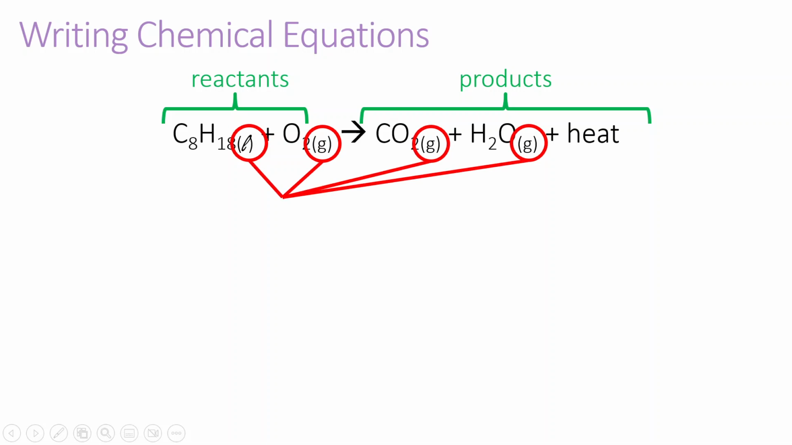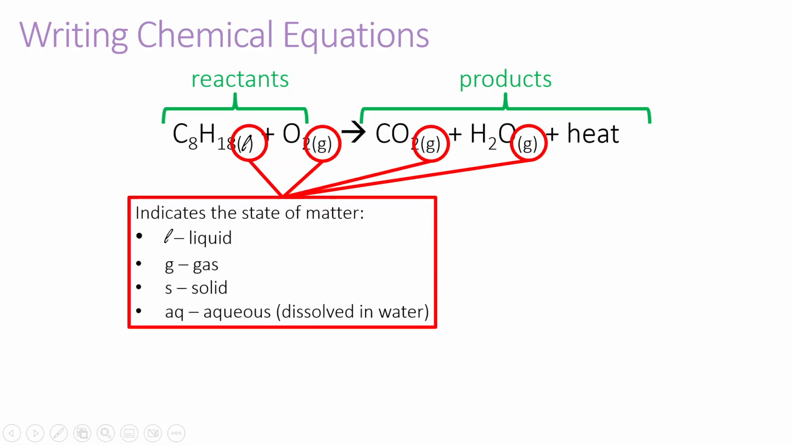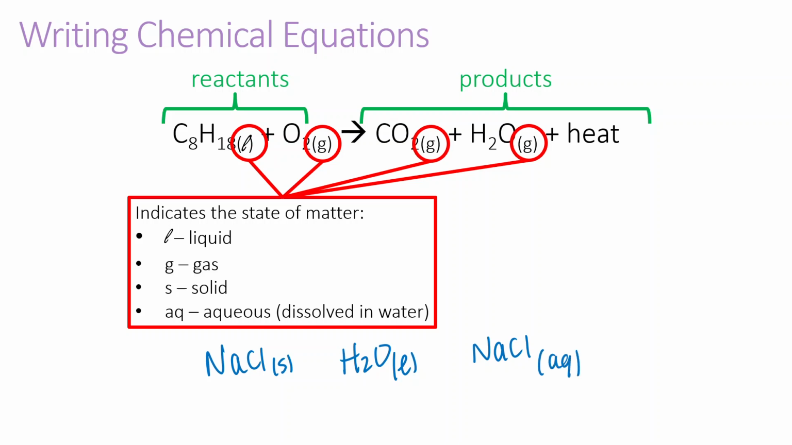We also have these state symbols. So these state symbols are used to indicate the state of matter. So we have liquid, gas, solid, and aqueous. Aqueous means that something has been dissolved in water and formed a solution. So if you think of something like table salt, that would be NaCl solid. If you think about something like water, that would be liquid. But if you're thinking about sodium chloride that's been dissolved in water, that would be aqueous.